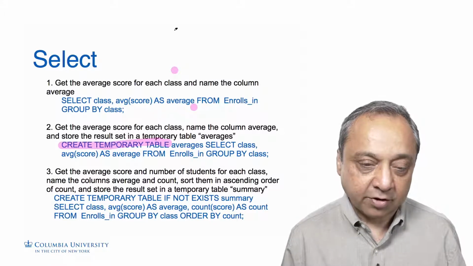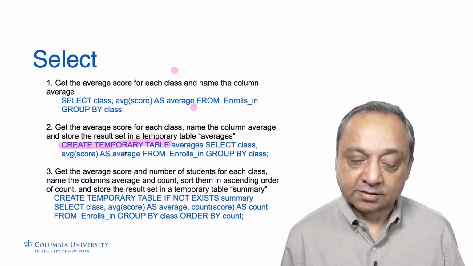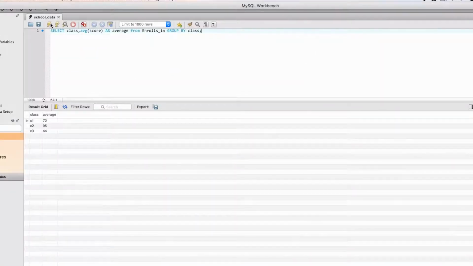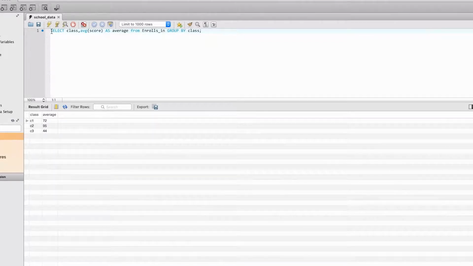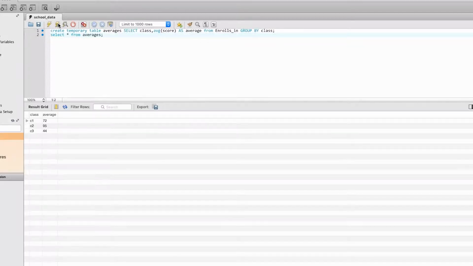So here what I'm saying is create this temporary table called averages. The table is called averages, and what it does is it does our class, average score as average from enrolls in, group by class, all that kind of stuff. So I can just go back here and save this by adding this in the front: create temporary table averages, and run this. Now I've got that, and then I can say select star from averages, just run that, and it tells me what the data is. So now I have a table that I can use for further analysis.